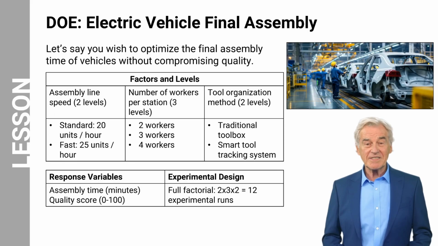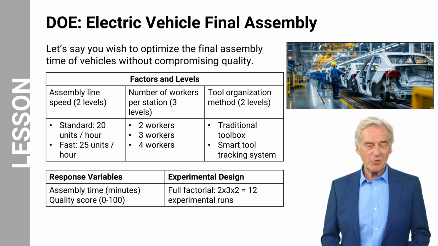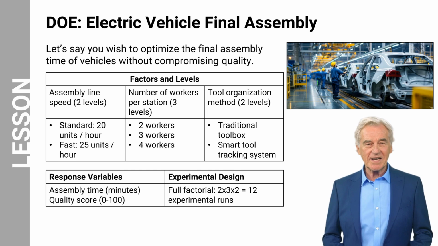Let's create a simple design of experiments example for an electric vehicle production environment, focusing on the final assembly process. It demonstrates how different factors in the production environment can be systematically tested to improve both efficiency and quality. The DOE includes three factors: assembly line speed, 20 versus 25 units per hour; number of workers per station, either 2, 3, or 4 workers; and tool organization method, whether traditional toolbox or smart tool tracking system. Each factor has different levels, and the full factorial design allows for testing all possible combinations.